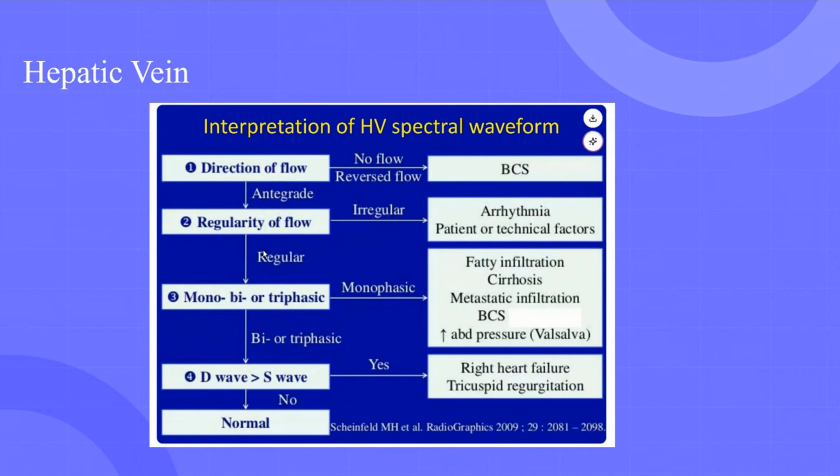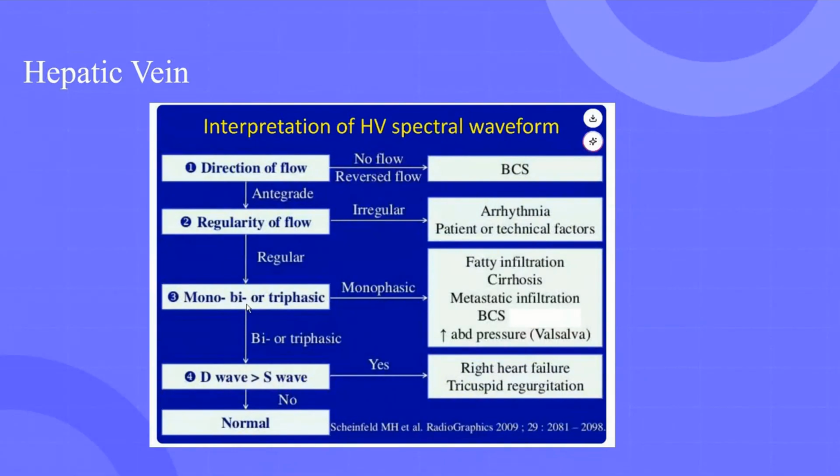If it's monophasic, it could be due to fatty liver or cirrhosis. Budd-Chiari syndrome can also be due to high blood pressure, high abdominal pressure. After that, if the flow is biphasic or triphasic, we look at the D wave and S wave. If the D wave or the S wave is abnormal, it could be due to a right heart problem or tricuspid regurgitation. If the D wave is smaller than the S wave, it is a normal flow.